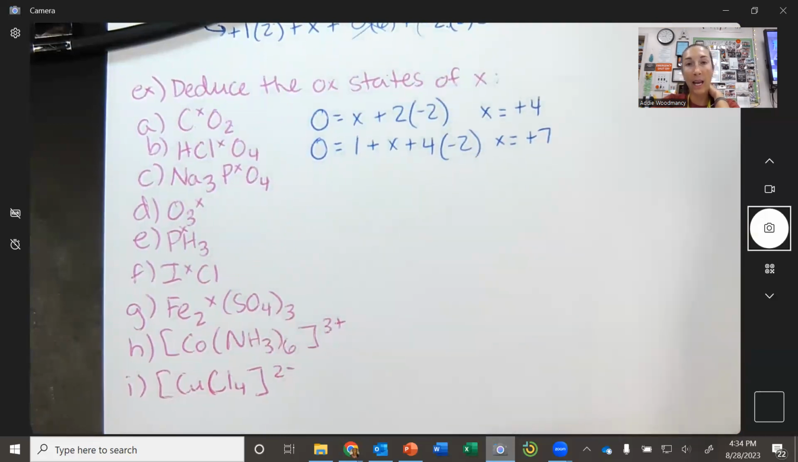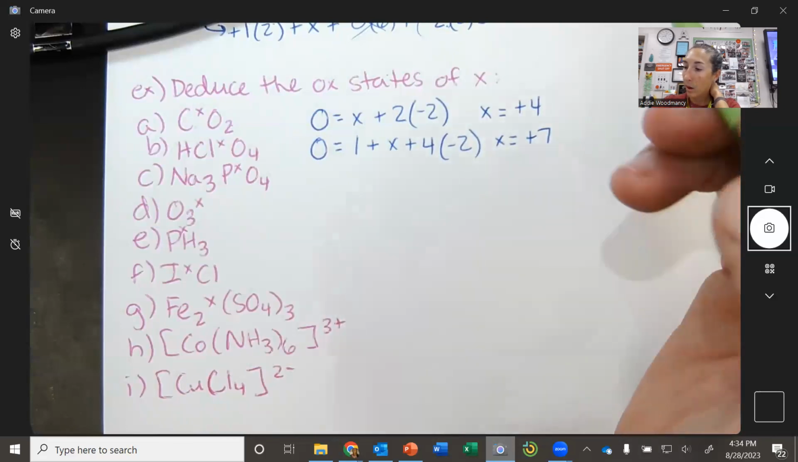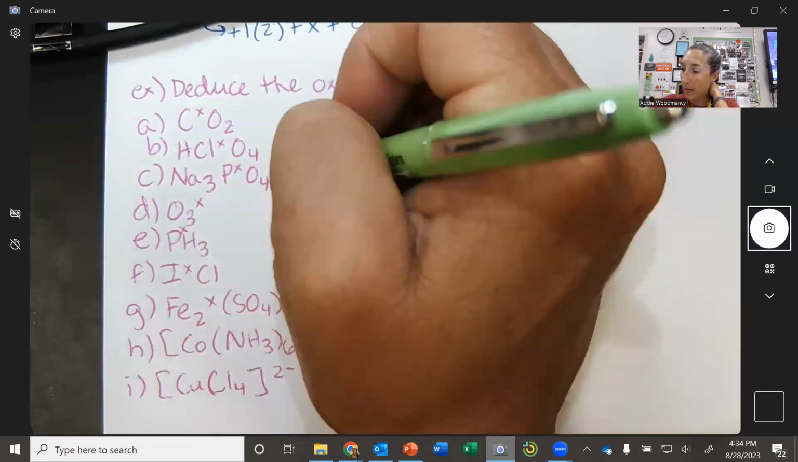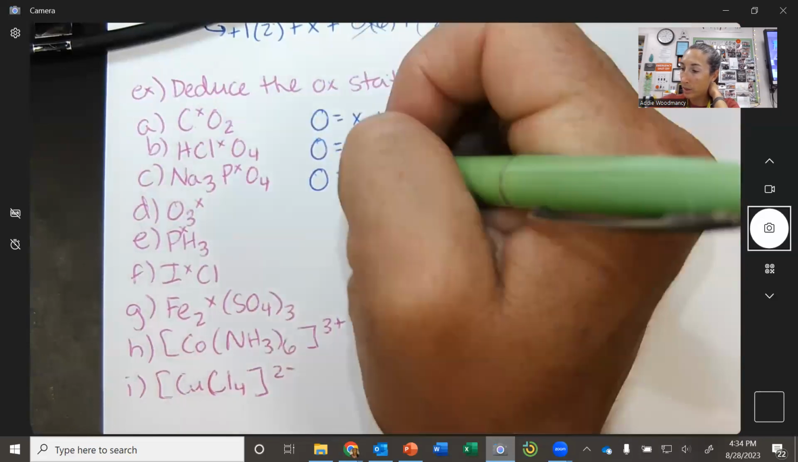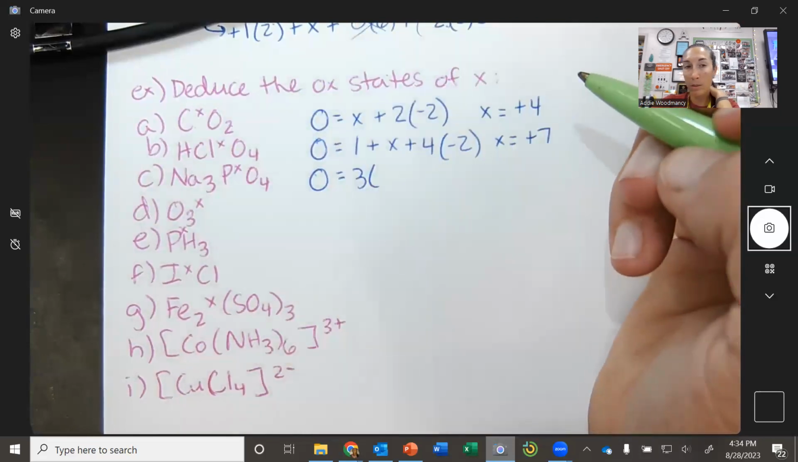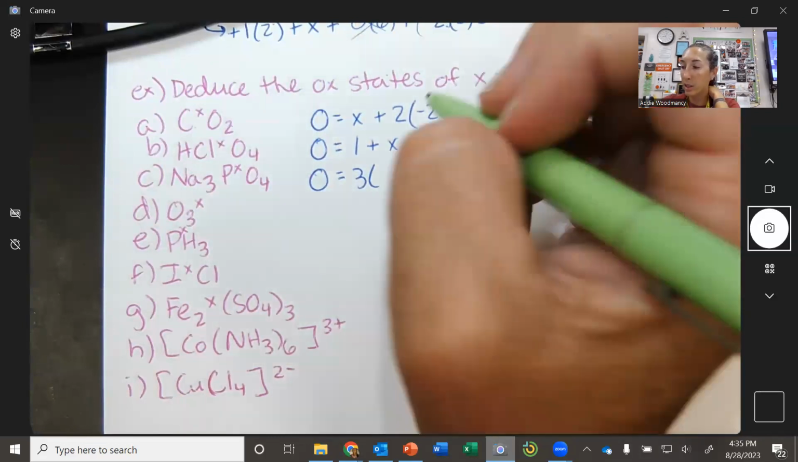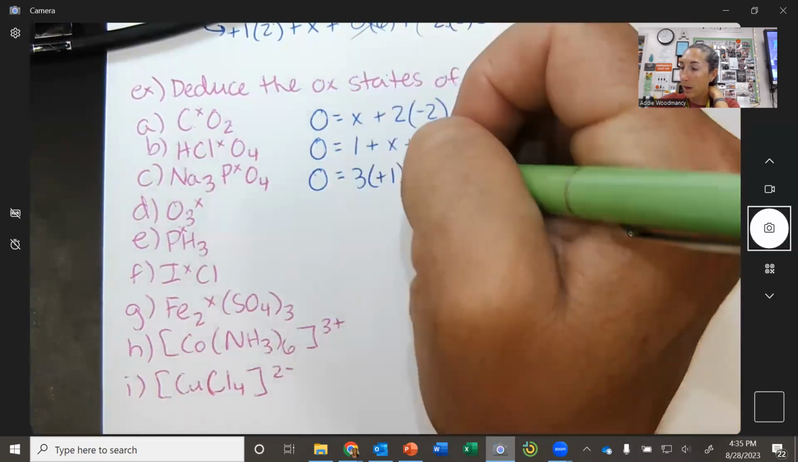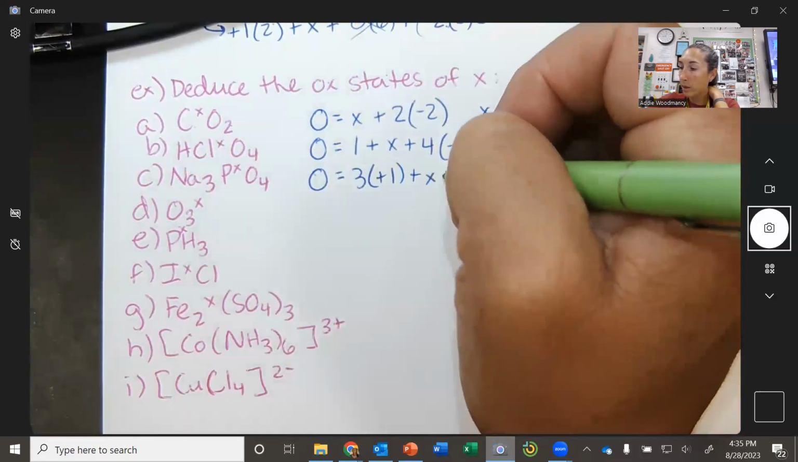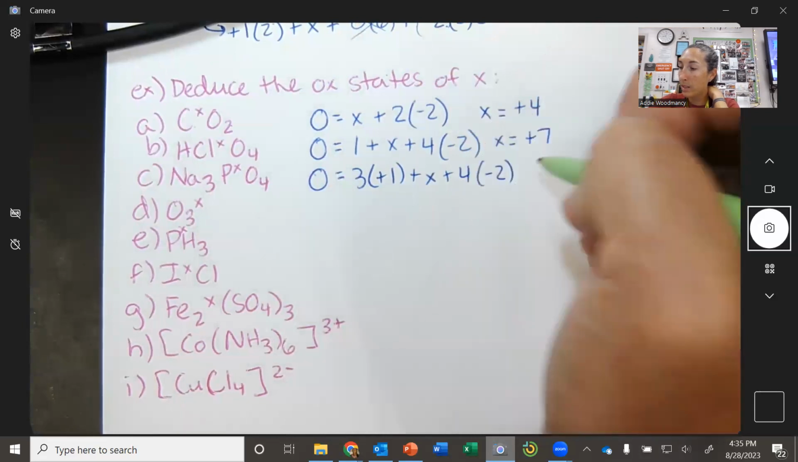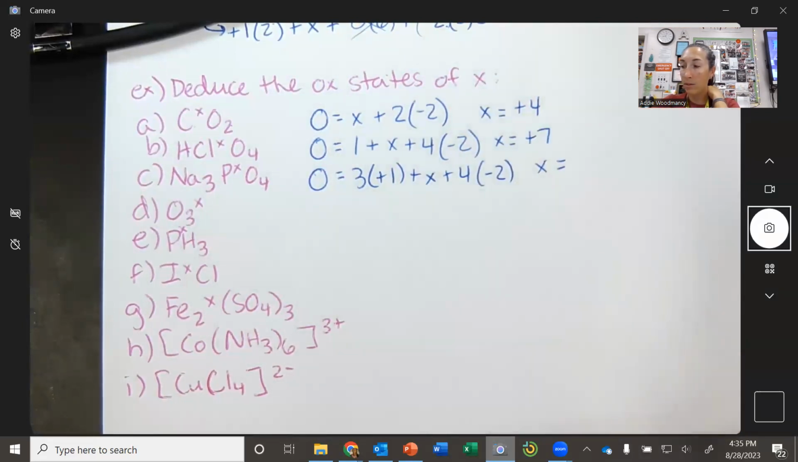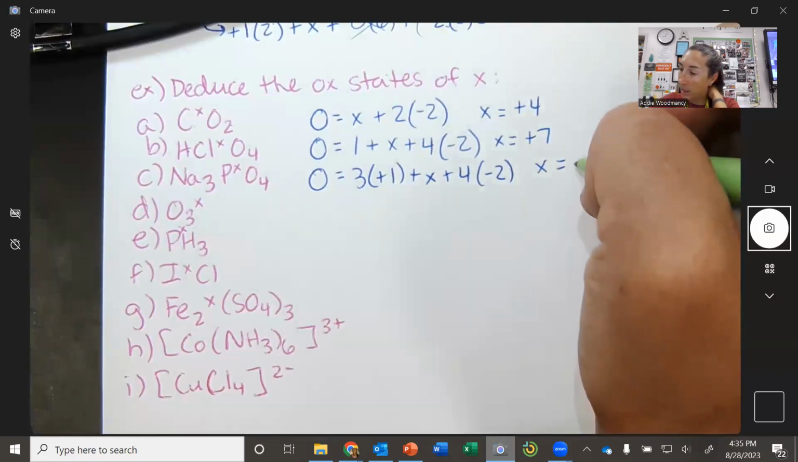Now, if you feel like you're getting the hang of this, pause the video and work the rest of them, and then come back and check your answers. If you need to, you can keep following along with me. All right, so C is another neutral compound, so 0. There's 3 sodiums. Sodium on the periodic table is charged as +1, so its oxidation state is +1. We have phosphorus, which we don't know. 4 oxygens, each with a -2 oxidation state. Solve for X. X ends up being +5.